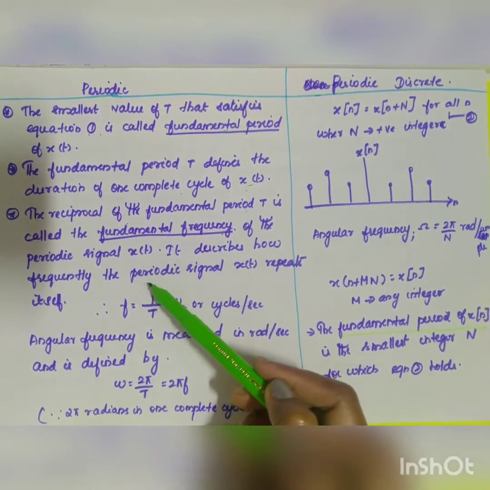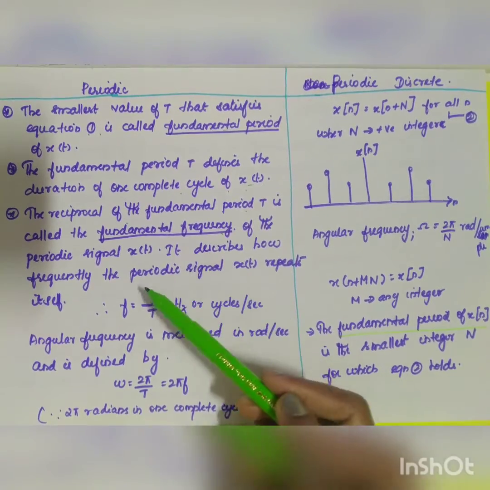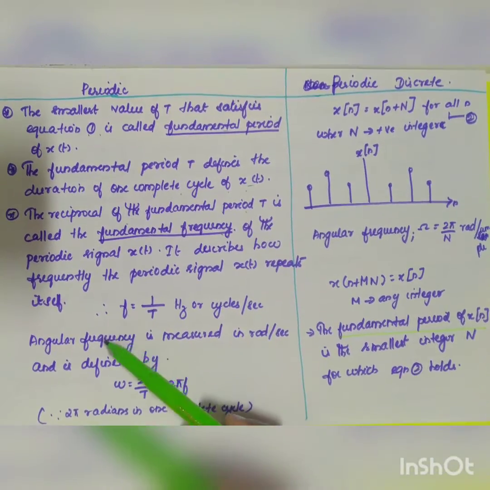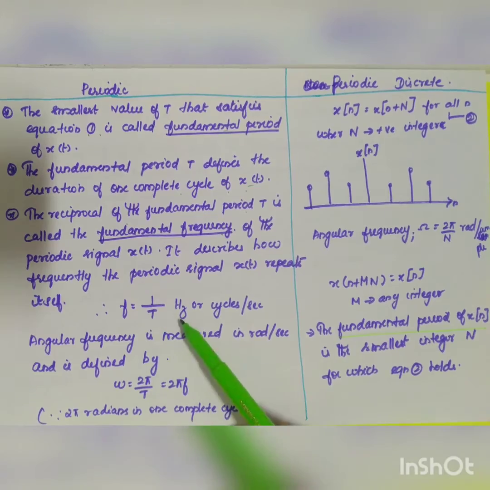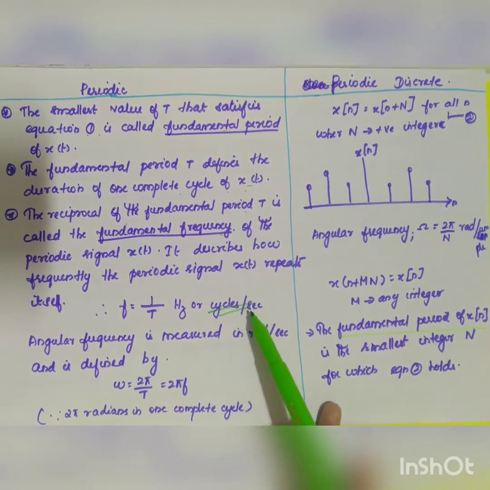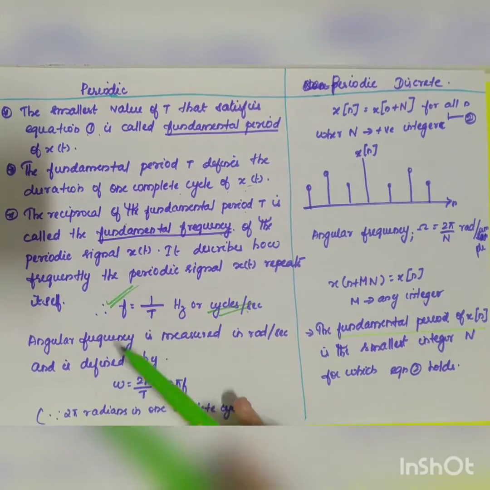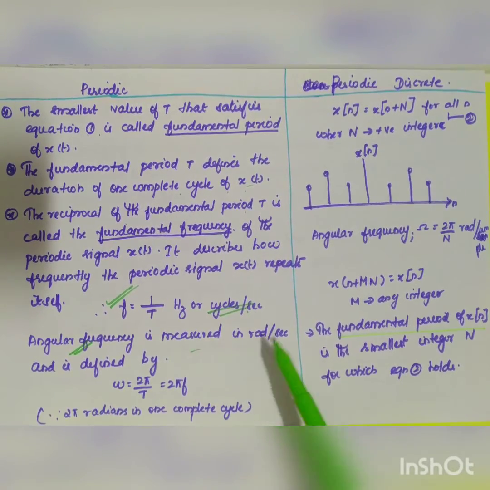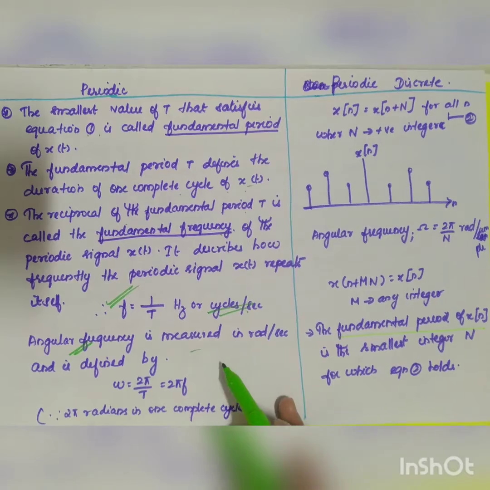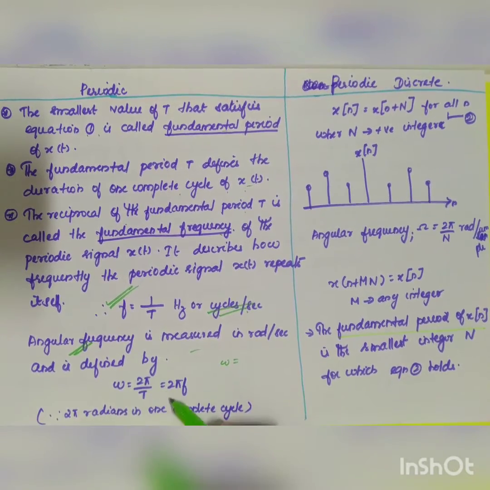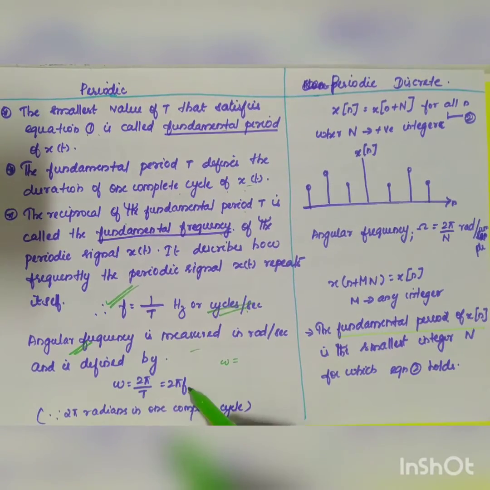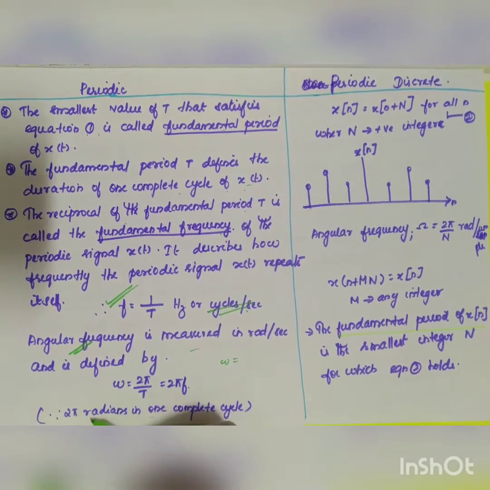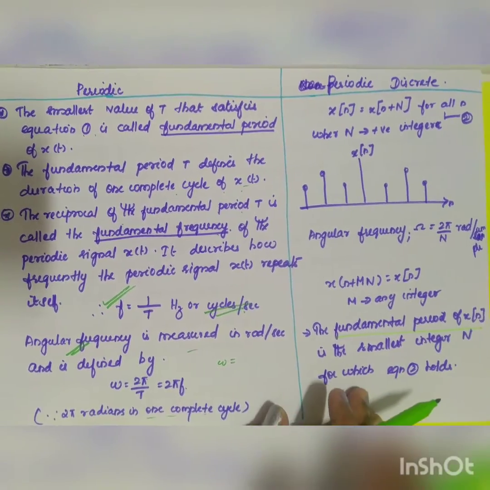It describes how frequently the periodic signal x(t) repeats itself. So the fundamental frequency f will be equal to 1/T hertz, or cycles per second. Now that you have the fundamental frequency, you are going to find the angular frequency. Angular frequency is measured in radians per second, and omega will be equal to 2π/T, which is equal to 2π times f, where 2π is the radians of one complete cycle. Since 2π radians is one complete cycle.